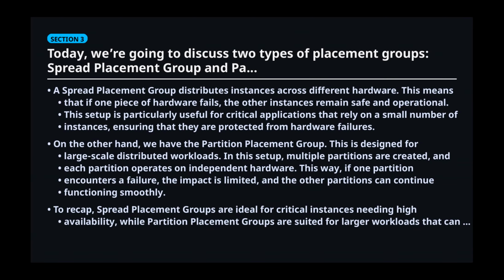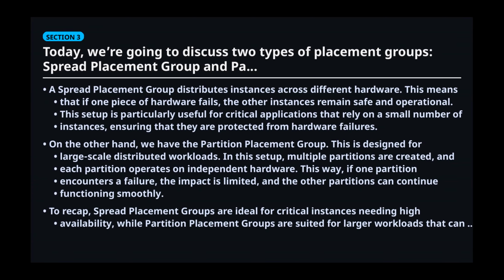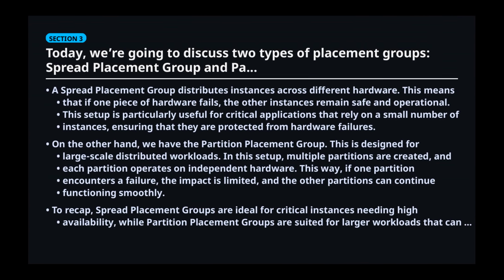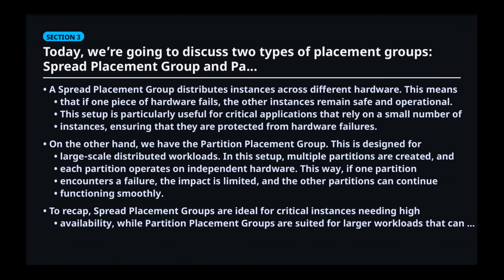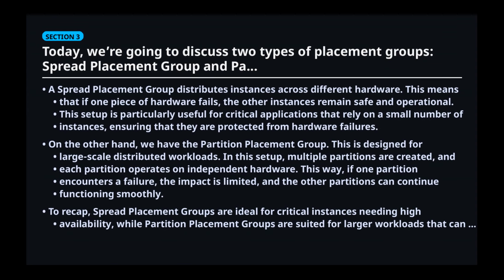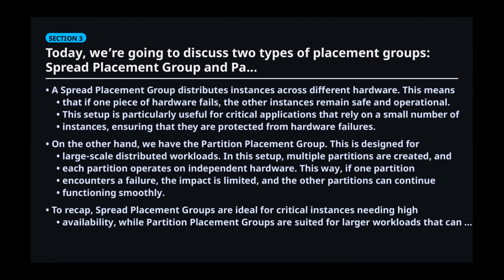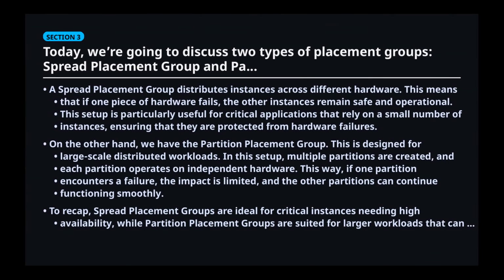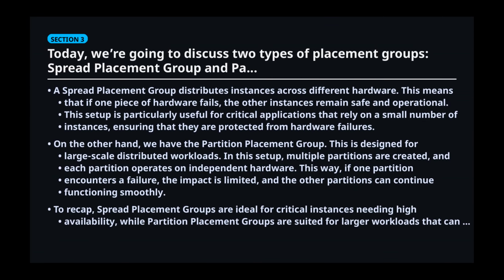A spread placement group distributes instances across different hardware. This means that if one piece of hardware fails, the other instances remain safe and operational. This setup is particularly useful for critical applications that rely on a small number of instances, ensuring that they are protected from hardware failures. On the other hand, we have the partition placement group.